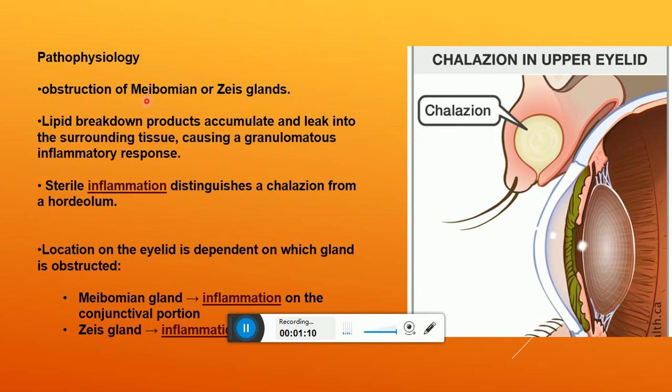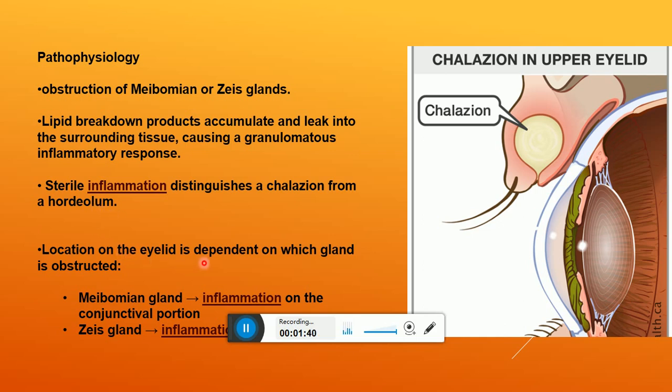Pathophysiology: there is obstruction of meibomian or these glands, after which lipid breakdown products accumulate and they leak into the surrounding. Here you can see they leak into the surrounding and there is granulomatous inflammatory response. This is a sterile inflammation, and this sterile inflammation distinguishes it from the hordeolum or stye, which is non-sterile.